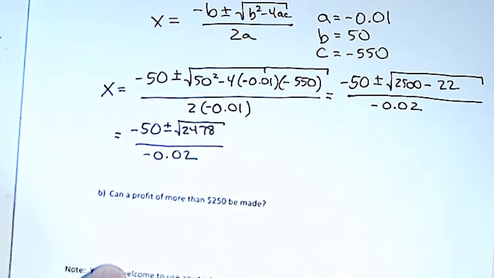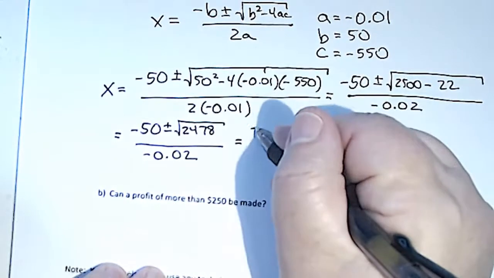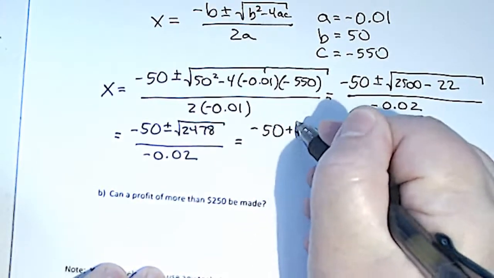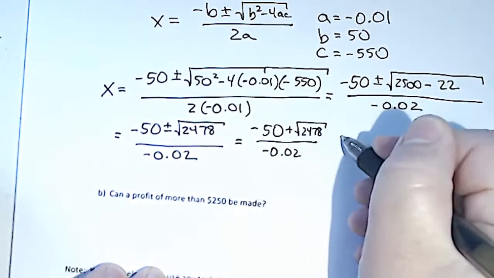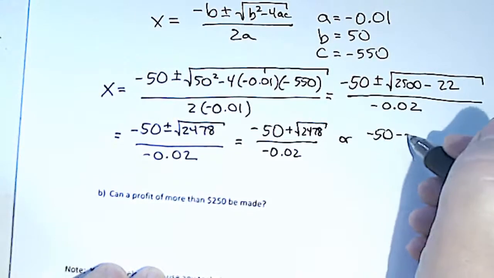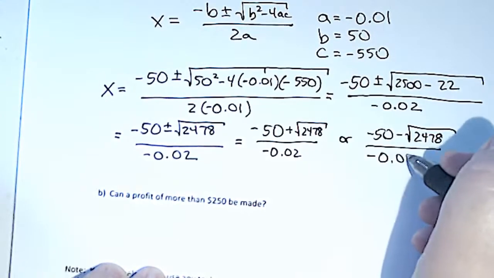For example, I'm actually not sure who might be in there. There's some 3s, there's some 2s. We'd have to see if there's anything we could really squeeze out of that radical. But if I say you're going to round anyway, you might as well just go full calculator on this. So I'm going to go ahead and say we've got 50 plus radical 2478 all over negative 0.02, or negative 50 minus radical 2478 all over negative 0.02.